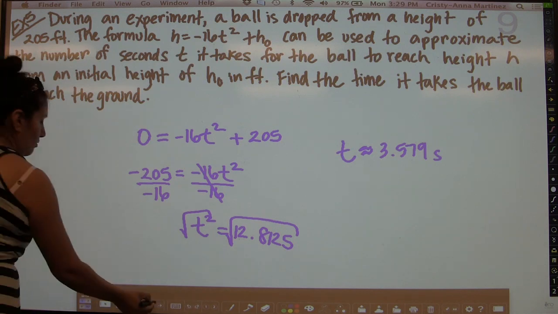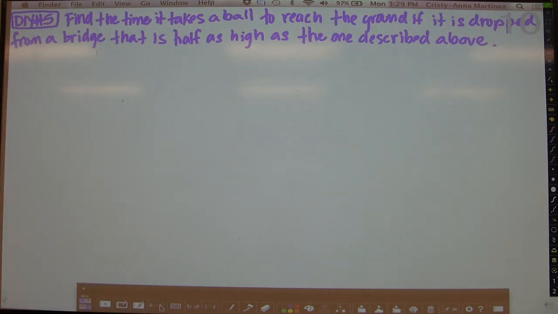All right, so now you can try this little guy. It's going to use the same formula but with a different scenario. This time it's dropped from a bridge that is half as high as the one described, so half of the 205. Alrighty, so once you have completed this do-it-yourself question, you will have completed your notes for this lesson.